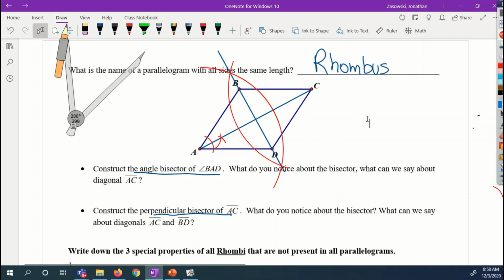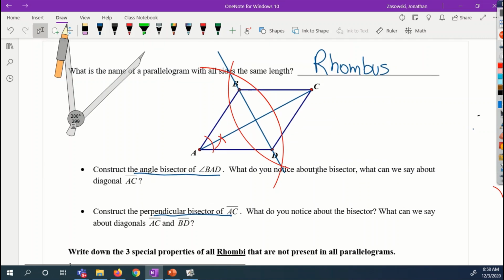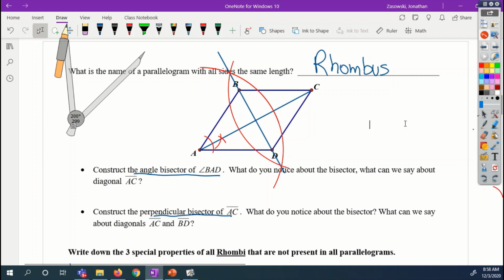We should notice that the perpendicular bisector of BD and the angle bisector actually create the diagonals. So remember what this tells us. This tells us a few things, right?